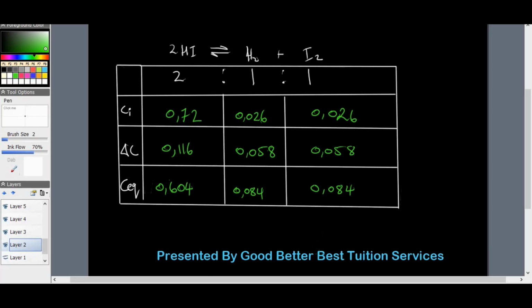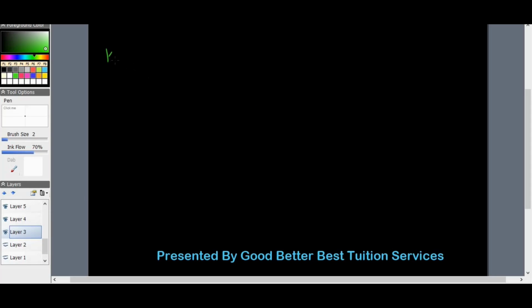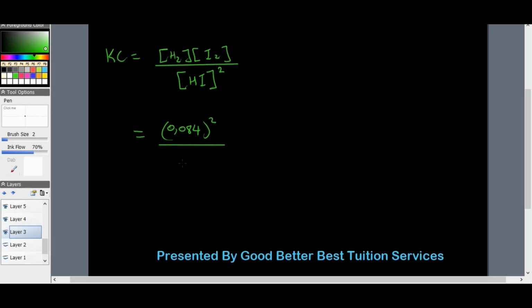Okay, so I'm going to use a new slide. We start with Kc, it's a capital K. Kc is equal to the concentration of our products, in this case H2 and I2, the concentration of hydrogen times the concentration of iodine, all divided by the concentration of hydrogen iodide to the power of 2. The reason why it is squared is because the balancing number 2 was in front of it. We know those equilibrium concentrations for hydrogen and iodine to be the same value, so we can just take 0,084 times 0,084, which is the same as 0,084 all squared, and then we divide that by 0,604 all squared. Brackets just neaten it a little bit.